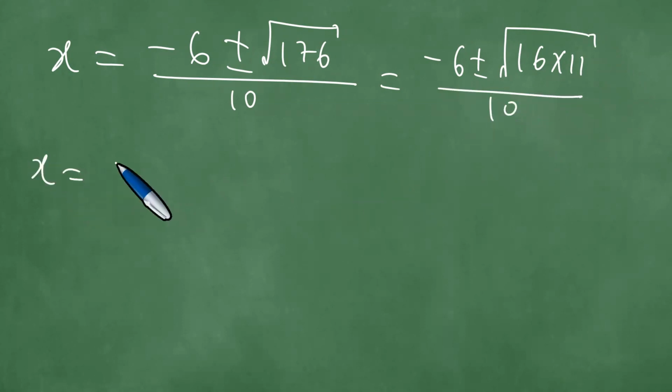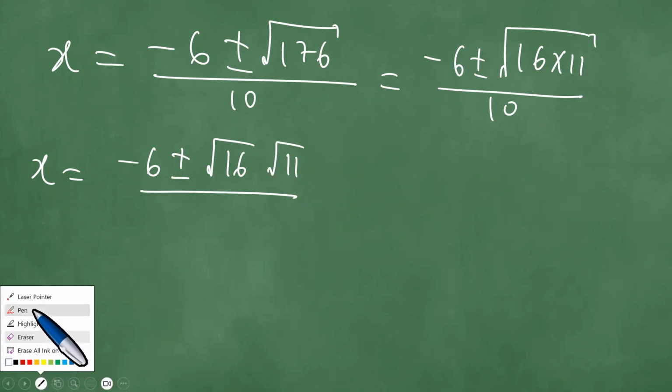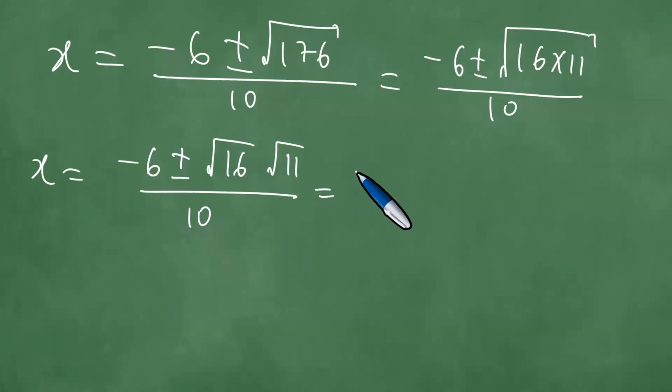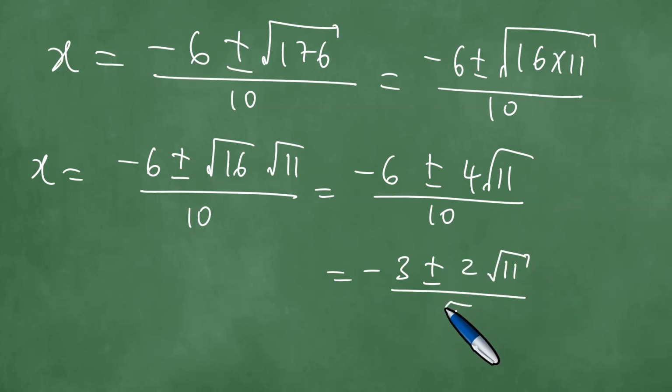This means x is minus 6 plus or minus the square root of 16, the square root of 11, which you divide by 10. Then we have minus 6 plus or minus, what is the square root of 16? Divide through by 2, which is minus 3 plus or minus 2 square root of 11 out of 5.